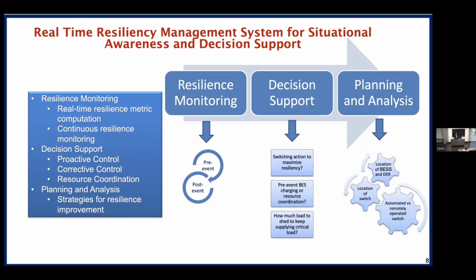So before the event, what can we do? During the event, there will be hardly anything we can do, right? Because it is passing through and we cannot control that event. But post-event we can do something.